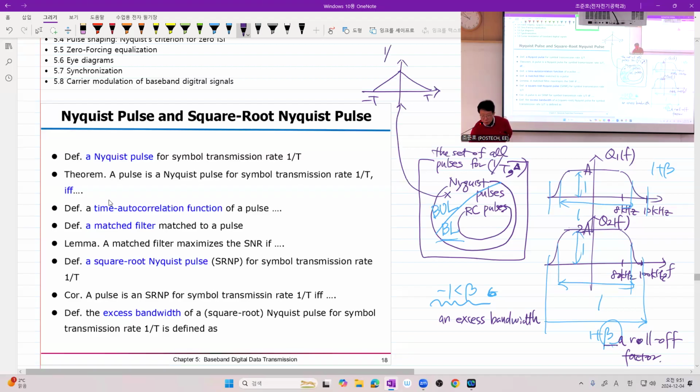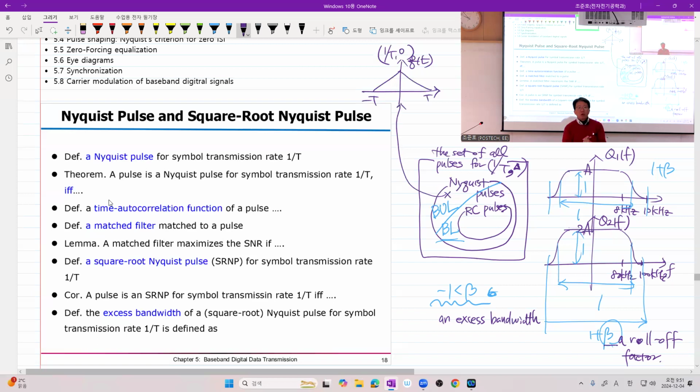This is for symbol rate 1 over T and offset 0. And this is a Nyquist pulse. And why is it band unlimited? Because its Fourier transform is sinc squared, and it has, mathematically speaking, infinite bandwidth. Of course, this is a tricky part.